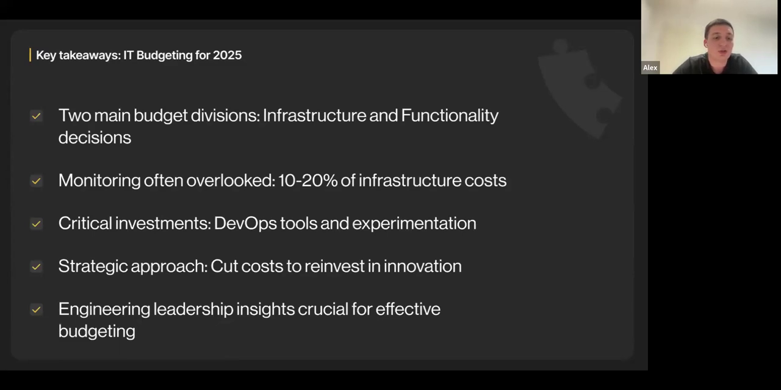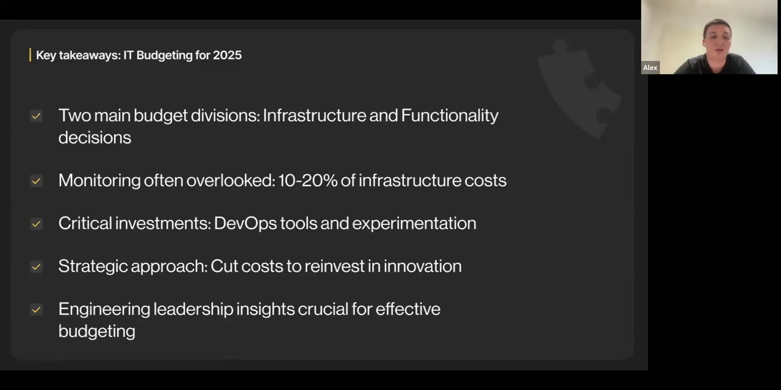Also, we talked about monitoring. Monitoring is pretty often overlooked, and you need to remember why it's important, and you need to understand what kind of costs you may get in this area. Also, we talked about some critical investments. There are DevOps tools, process tools, experiments, the ability to dig into some new areas.